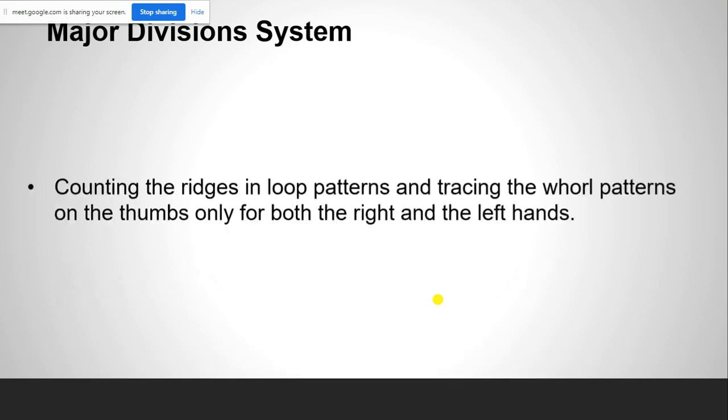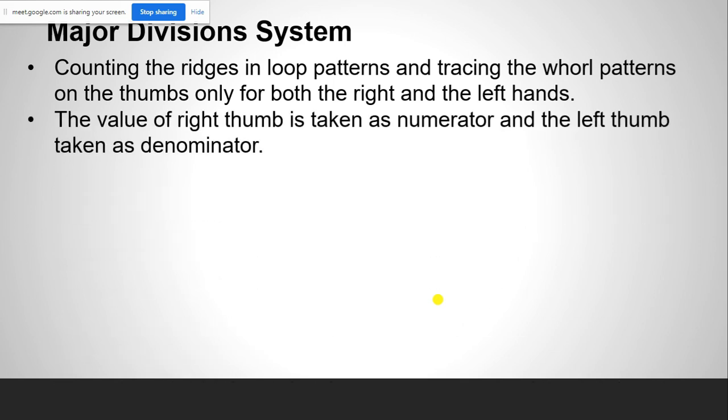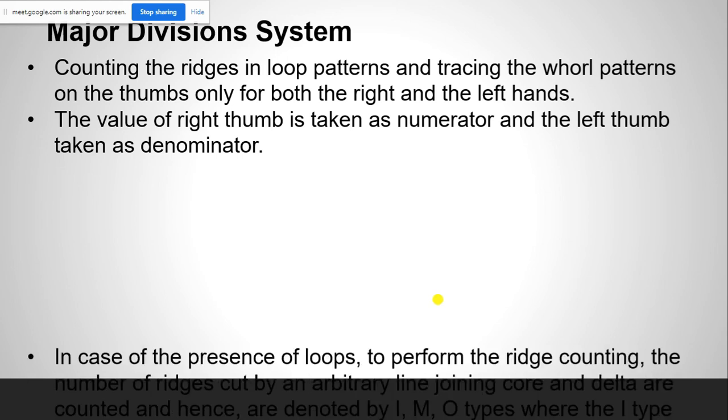After the subsecondary, we have major classification, which deals with the patterns of loop and whorl present on the thumbs of the right and the left hand. The value of the right thumb is taken in the numerator, of course, and the value of the left hand is taken in the denominator.